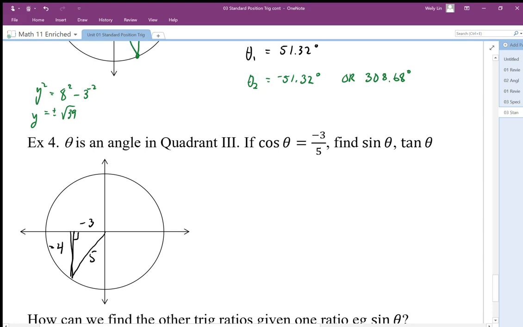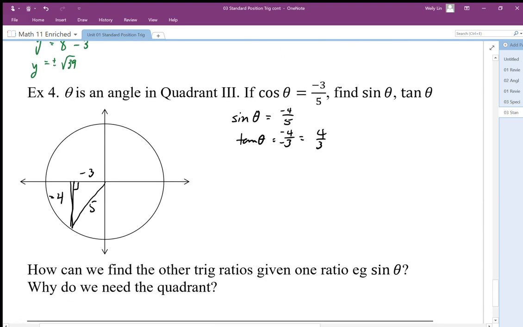Once I have my three sides of the triangle, I want to use exact values whenever possible. So I have two sides of the triangle. I try to keep all the ratio parts exact. Sine theta works out to be -4/5. Tan theta works out to be -4/-3, which is +4/3. And notice that that is a positive slope through there.